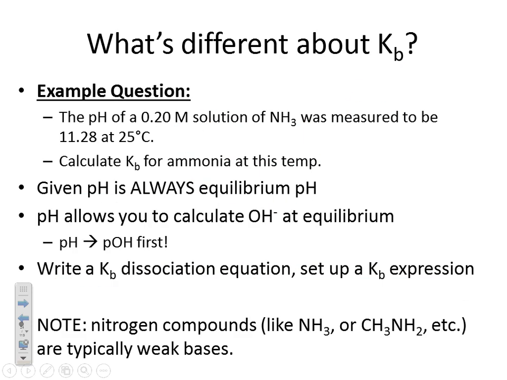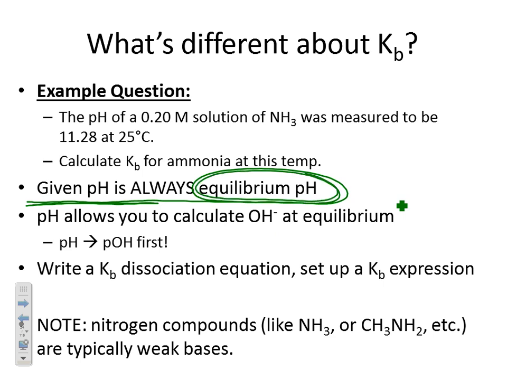What's different about Kb? Not that much. It's basically the same as a Ka problem with one very small tweak to it. So now we have: the pH of a 0.2 molar solution of ammonia was measured to be 11.28 at 25 degrees Celsius. Calculate Kb for ammonia. Same thing, same idea. The given pH is the equilibrium pH, not initial.